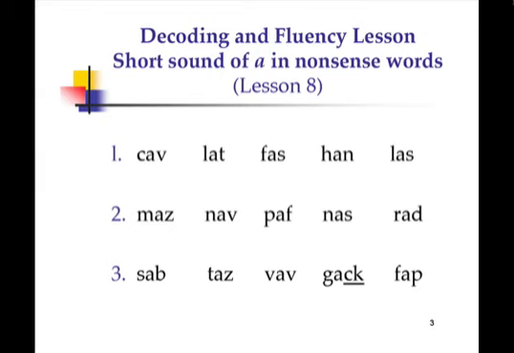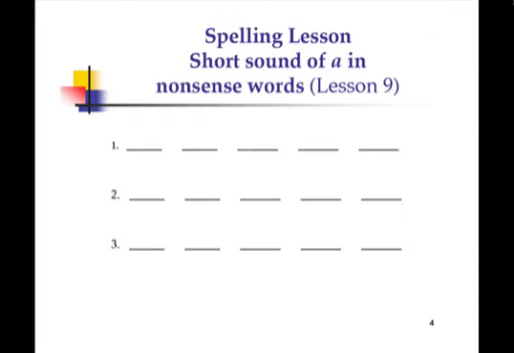In Lesson 8, we have nonsense words containing short A. This is a decoding and fluency lesson where students read the words. In Lesson 9, we reverse the process. Now students listen to the words pronounced and spell those nonsense words.